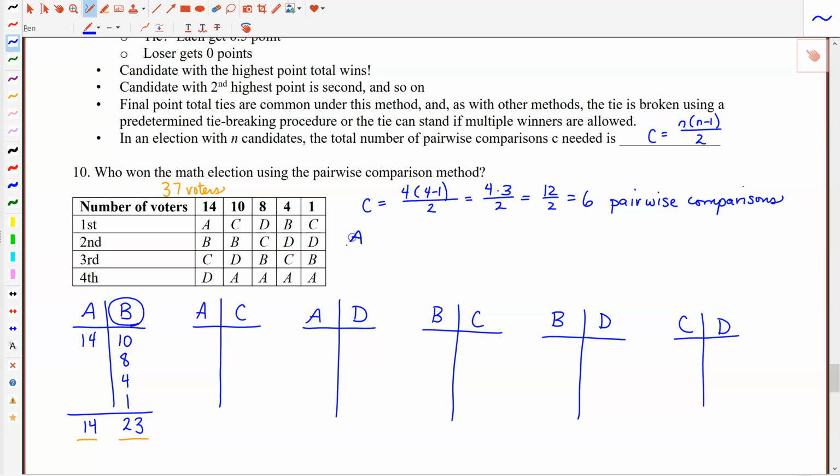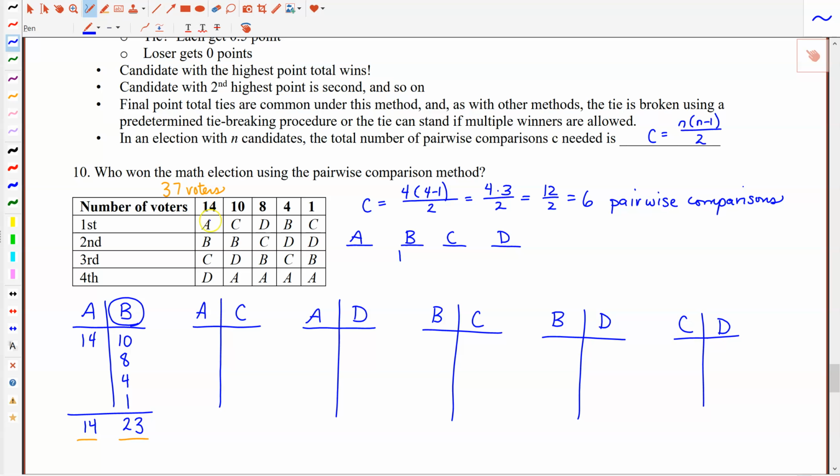Alright, so I would have A, then B, then C, then D. So B is going to get 1 point. And we're just going to repeat that process with all of these other matchups. So this process is a little bit more lengthy than maybe some of the other ones.